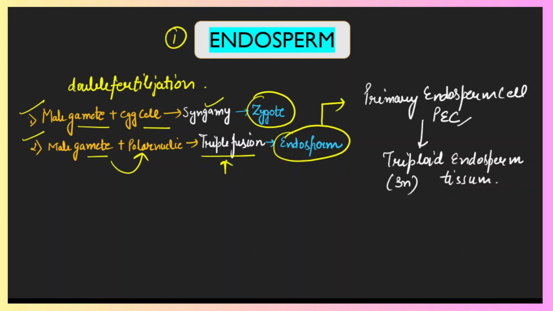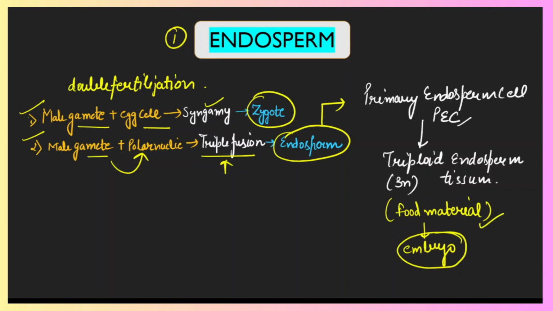Now these triploid endosperm tissues are filled with nutrition, with food material, which gives nutrition to the embryo. So the endosperm tissues which are formed from the primary endosperm cell, that is PEC, are filled with food reserve and give nutrition to the embryo.